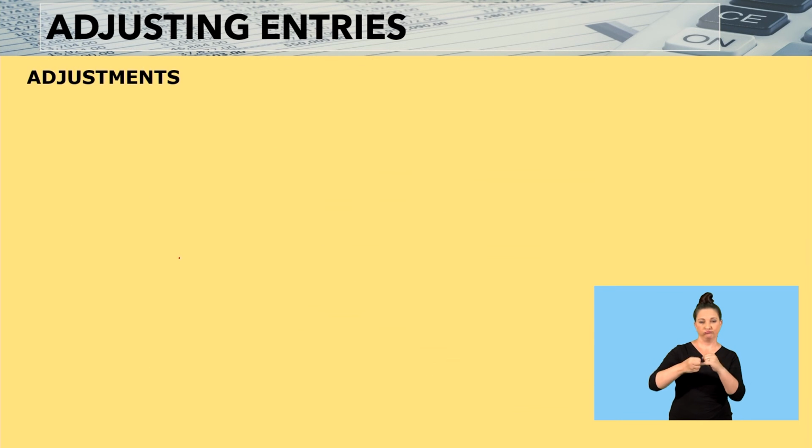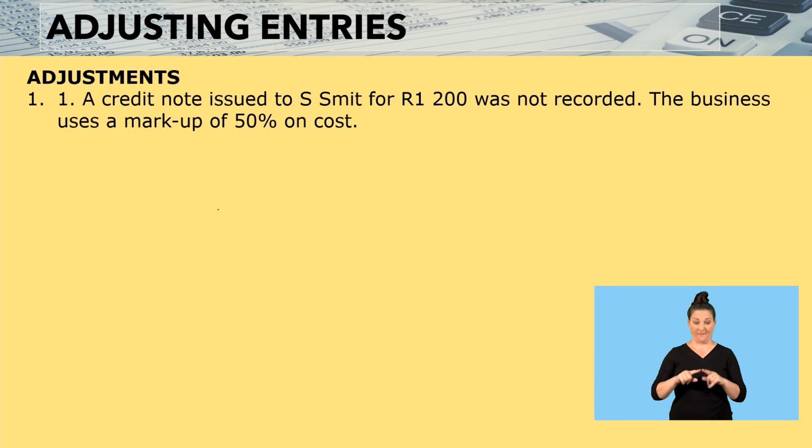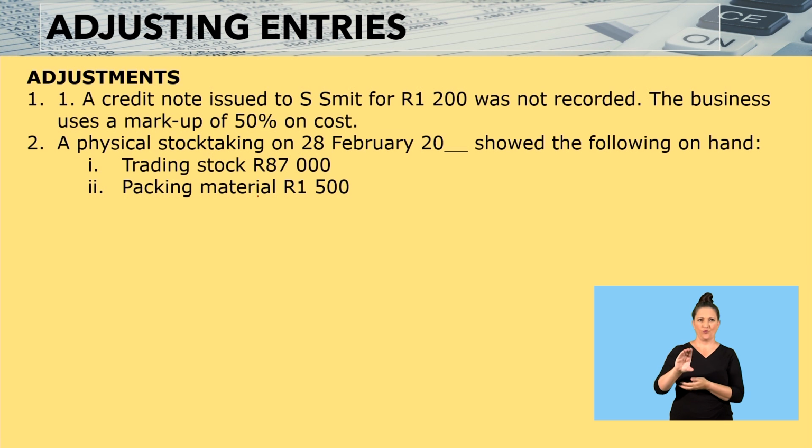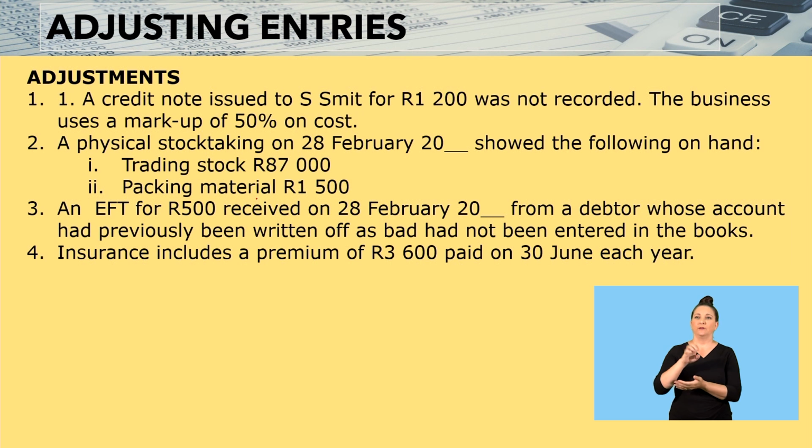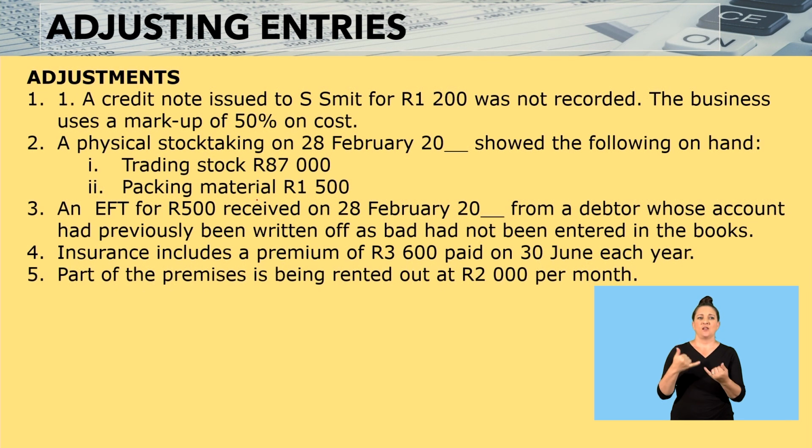Let us begin. Adjustment number 1 speaks to a credit note. Adjustment number 2 is speaking to physical stock taking. Adjustment number 3, we have received an EFT. Adjustment number 4 has to do with insurance. Adjustment number 5 has to do with rent. Let us deal with them individually.